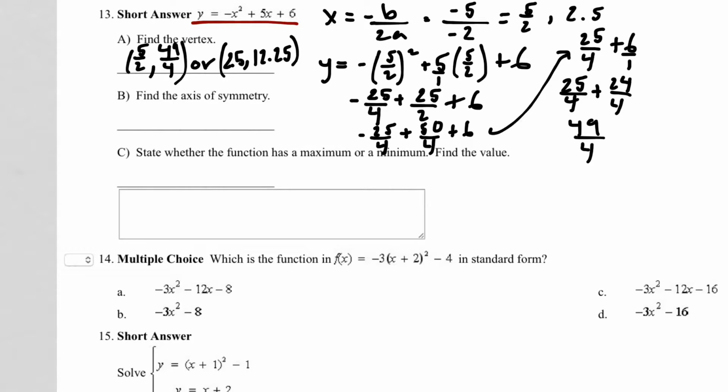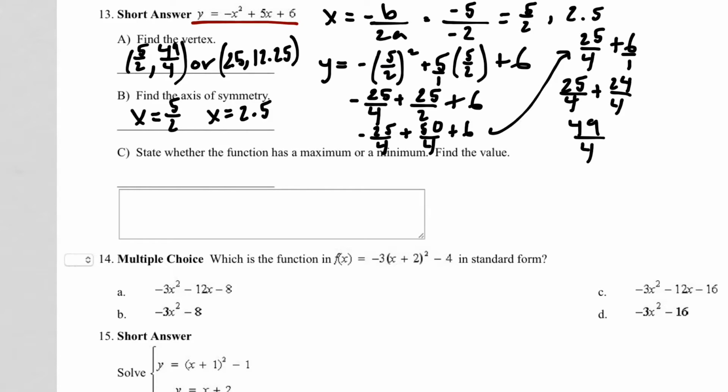We already did. Axis of symmetry always starts with x equals, and then just look at your vertex, your x value, 5/2. Or x equals 2.5, right? Part C, state whether the function has a maximum or a minimum, find the value.